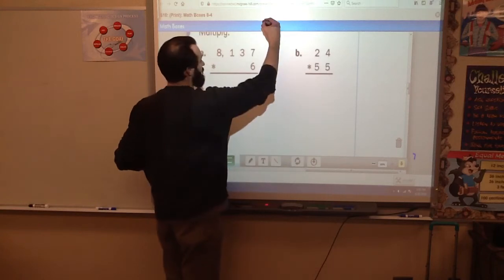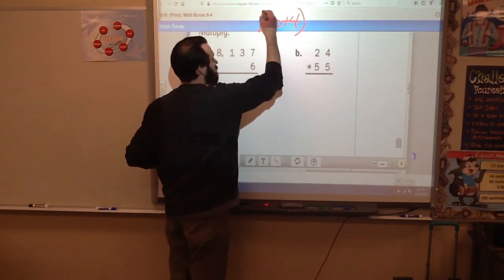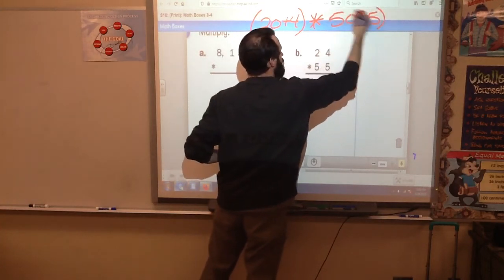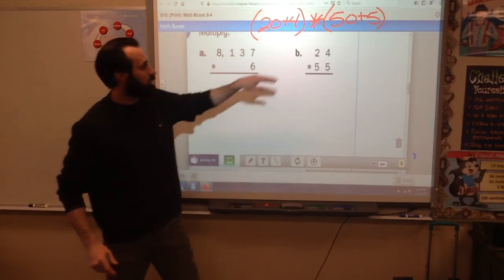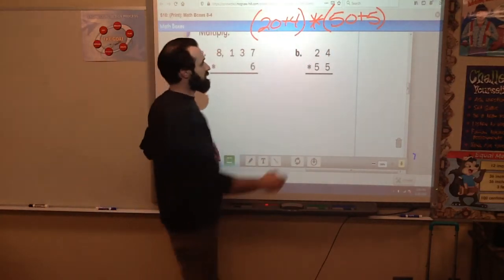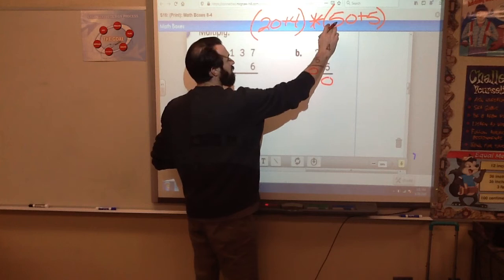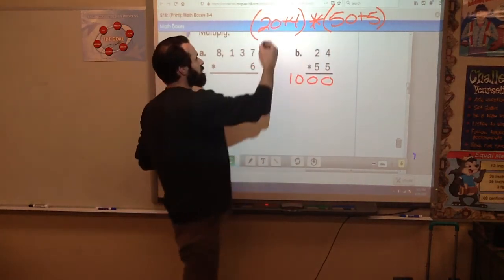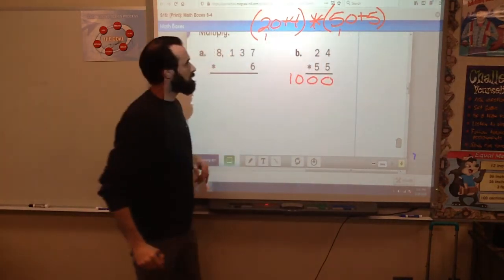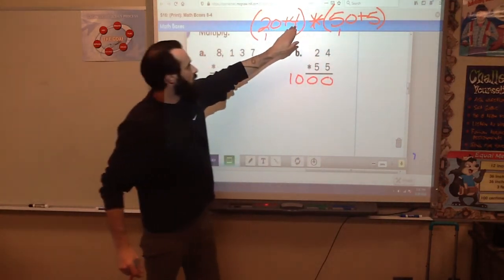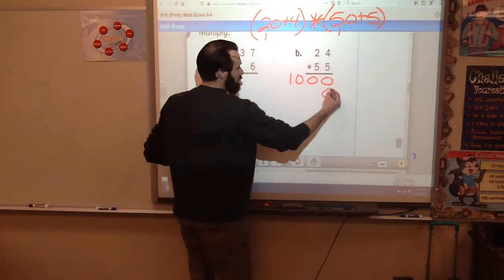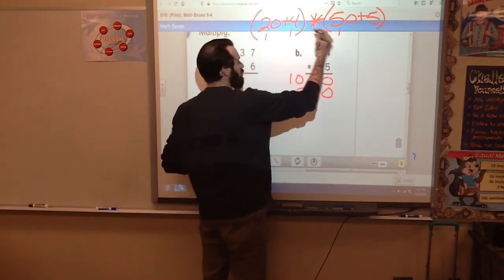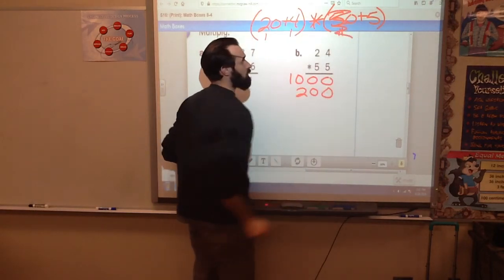Now when you have multi-digit times multi-digit like this one, what you have to remember is that this is 20 plus 4 times 50 plus 5. And you use each of the numbers twice. So I'm going to take 50 times 20. I can see that there's 2 zeros there. 5 times 2 is 10. The third 0 comes from the 5 times 2. I've used this one once, I've used this one once. Now I'm going to do 50 times 4. There's 1 0 from the 50, 5 times 4 is 20. I've used this one once, I've used this one twice, so I'm done with the 50.